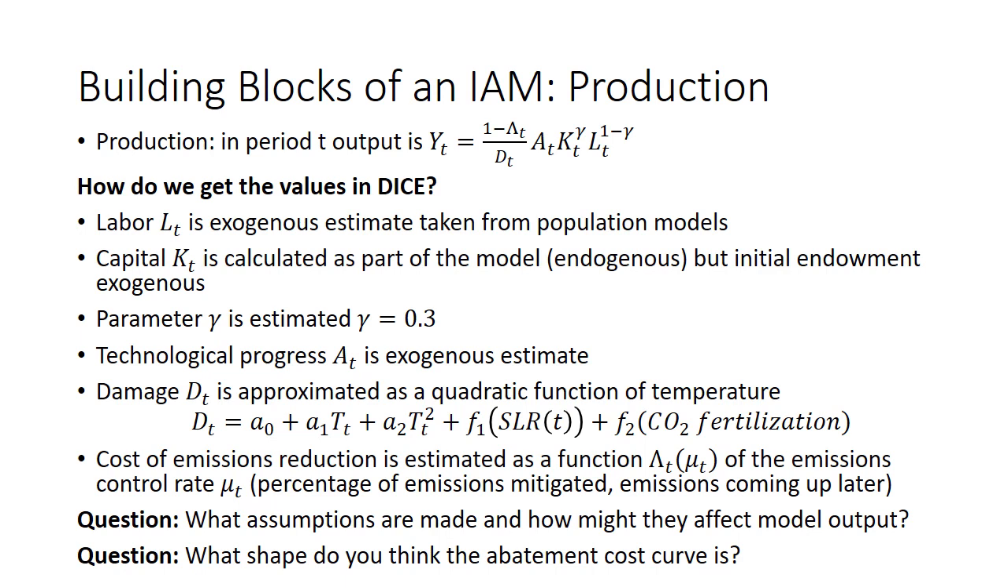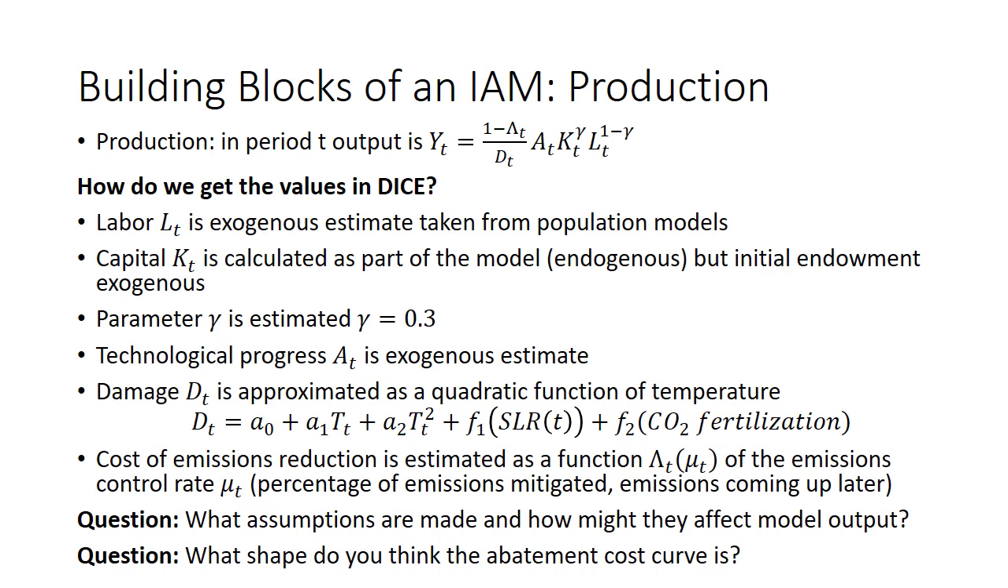Capital is calculated as part of the model. It's endogenous, but the initial endowment, the initial amount of capital that we have, is exogenous. And you can adjust this in your Excel model. The parameter gamma is estimated. This is the elasticity of substitution again. It's estimated to be 0.3. The technological progress, AT, is exogenous. It's how we're translating capital and labor into GDP.